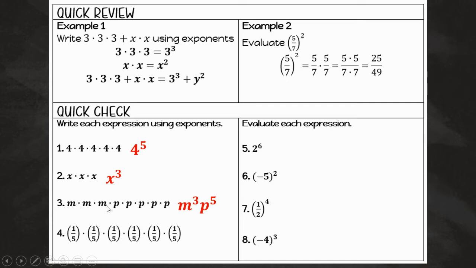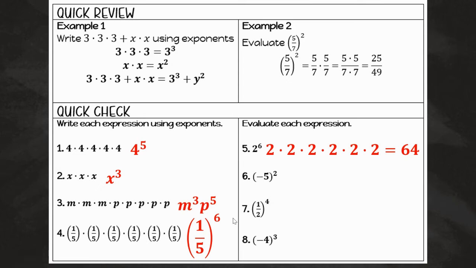m times n times p times p times p times p times p. Well, that's m times n to the third, p to the 5th. And then we have 1/5 to the 6th. 2 to the 6th power simplifies to 64. Don't worry, next week I will show you how to do this in a calculator if you don't already know how to. Negative 5 squared, well, because I have a negative multiplied by a negative, I get a positive number, so it's positive 25.